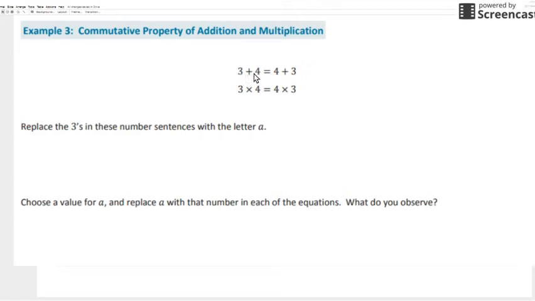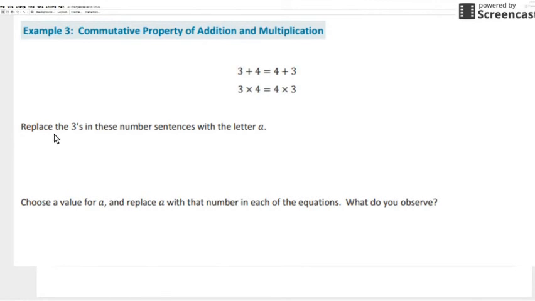It says 3 plus 4 equals 4 plus 3. Well, the answer over here is 7. The answer over here is 7. It doesn't matter how we add these together. Well, the same thing is true with multiplication. 3 times 4 equals 4 times 3. Once again, it doesn't matter how you multiply these. Both of these equal 12.